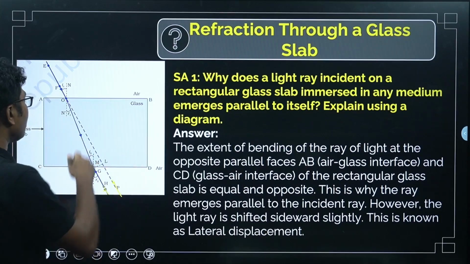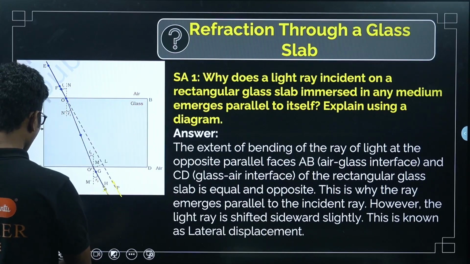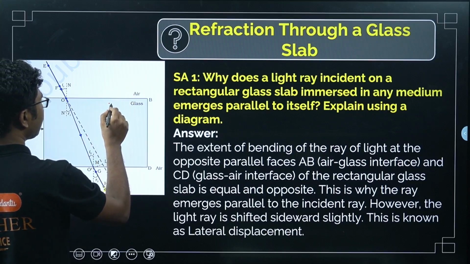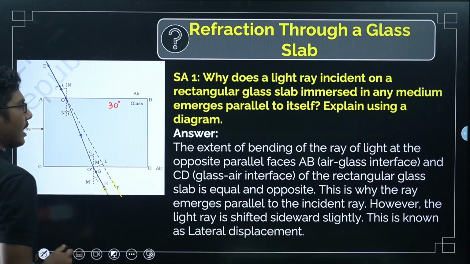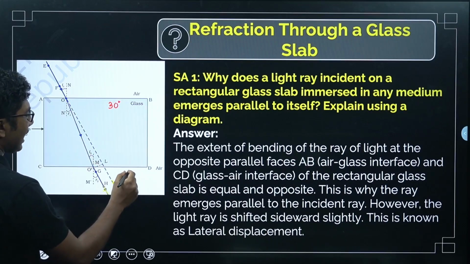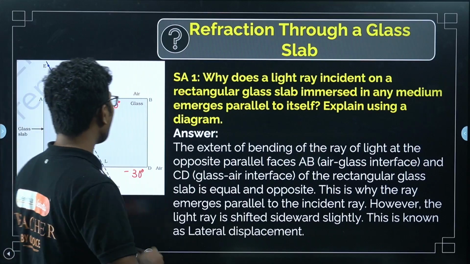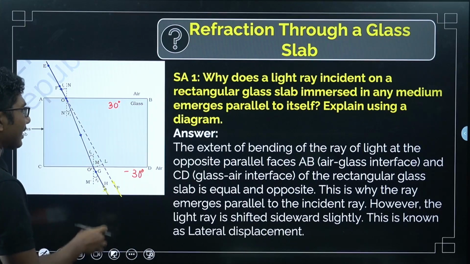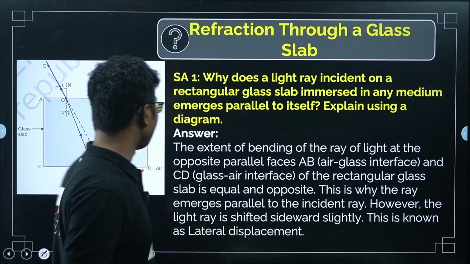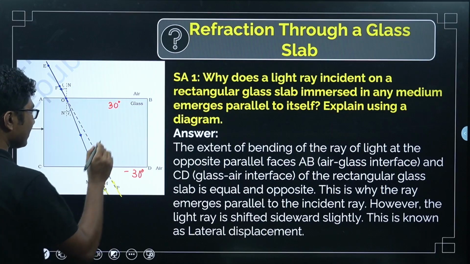in the opposite direction. So suppose this is air and this is glass. Now when the light ray is entering from air to glass, some deviation is happening, say 30 degrees. Now it is traveling with that deviation in this direction. Once it is emerging, the deviation is minus 30 degrees. So that's why the overall deviation is 0. That's why they are parallel. But since it has passed through this medium for some time, there is something called lateral displacement.